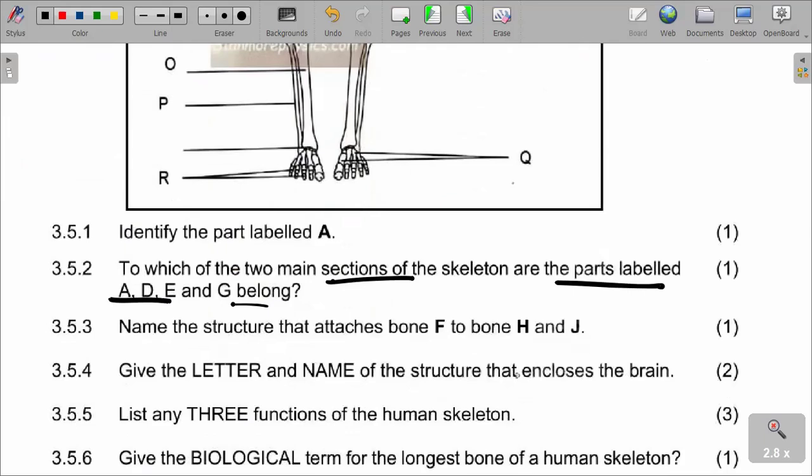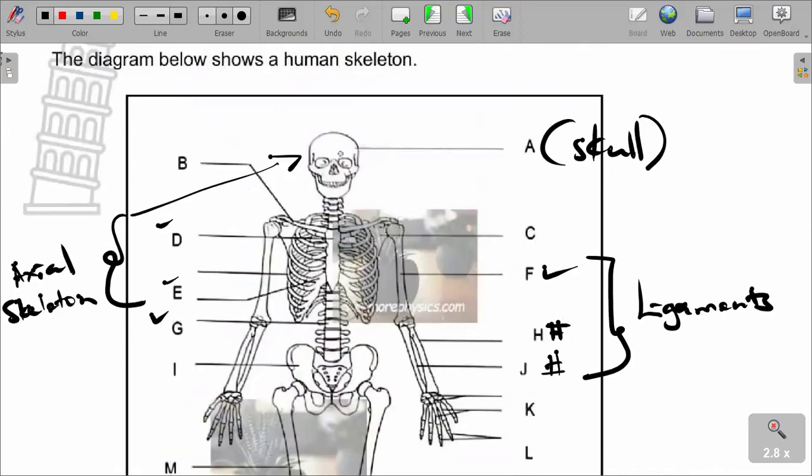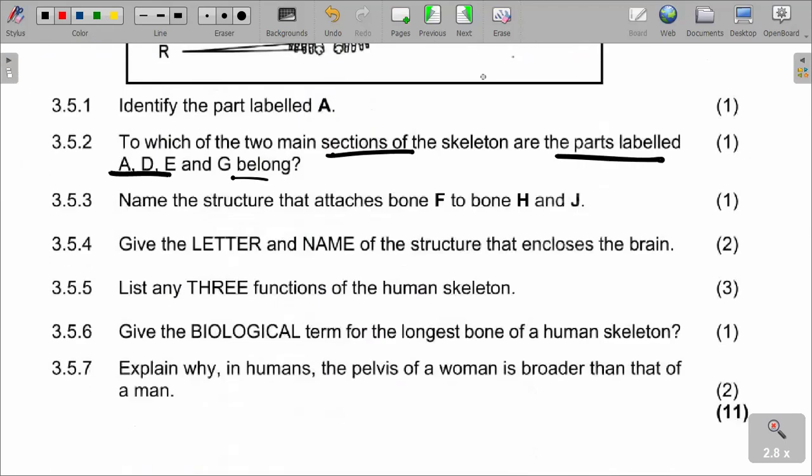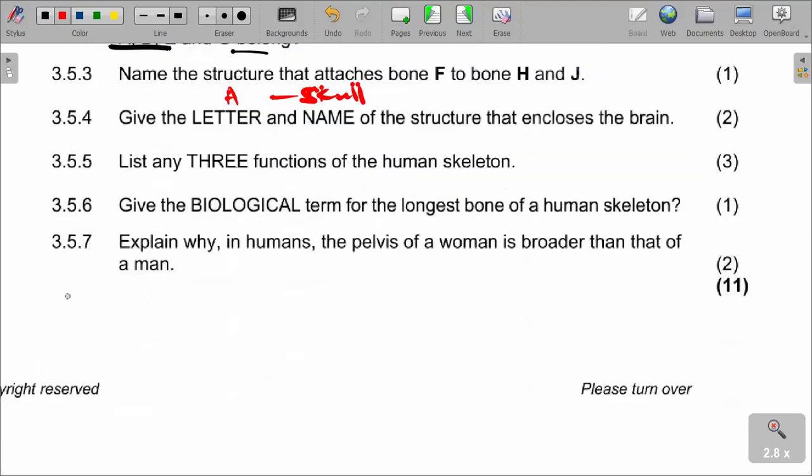And then give the letter and name of the structure that encloses the brain. If you can see, the brain is found in here, so it is letter A and the name is the skull. List any three functions of the human skeleton. What are the functions of the human skeleton?